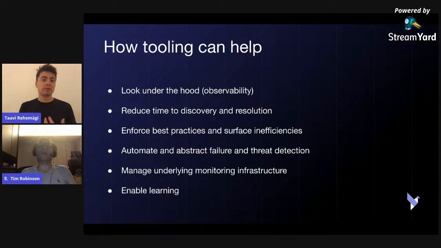So just throwing it out there, how can tooling help with those challenges? I think the first and one of the most talked about areas is observability.